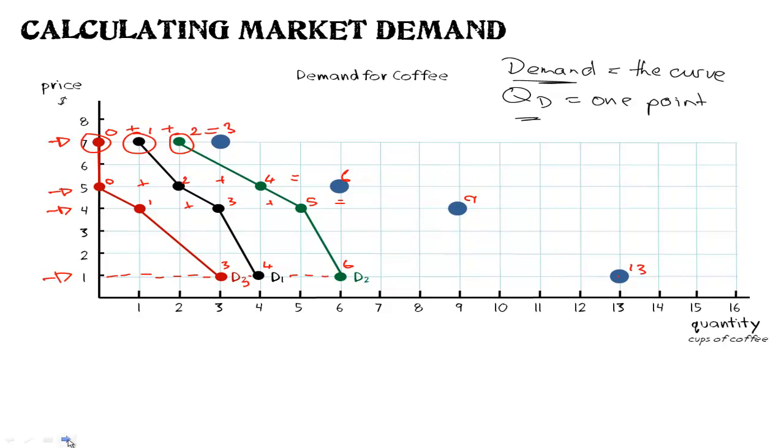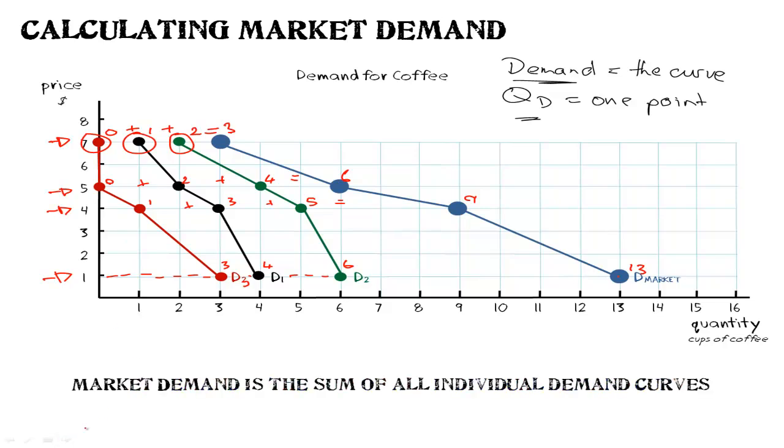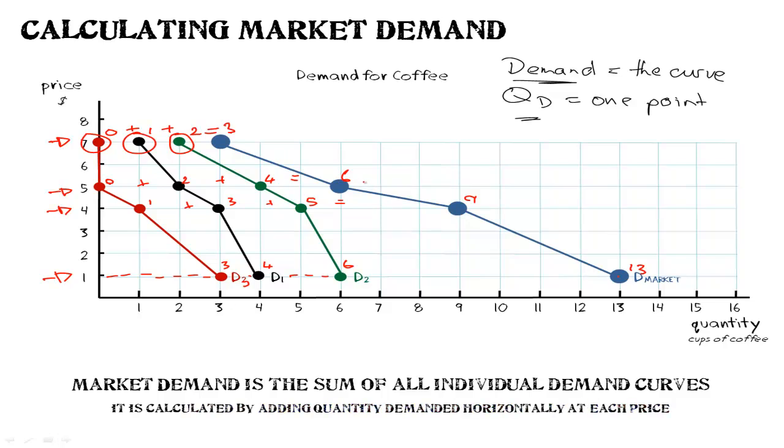So let's draw a line to join those all up. So there's our line. And that is indeed our market demand curve. Okay, so market demand, remember, is the sum of all individual demand curves, and we calculate it by adding up the quantity demanded at each price.